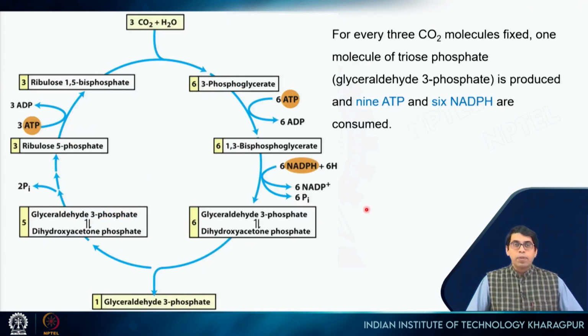So let's look at the energy usage for the production of glyceraldehyde 3 phosphate from 3 carbon dioxide molecules. So remember in the Calvin cycle 3 carbon dioxide molecules produce 1 glyceraldehyde 3 phosphate, right. So for every 3 carbon dioxide molecules fixed, 1 molecule of glyceraldehyde 3 phosphate is produced. And to do that 6 plus 3, 9 molecules of ATP and 6 molecules of NADPH are used, right. So very high energy is used to produce this 1 molecule of glyceraldehyde 3 phosphate.